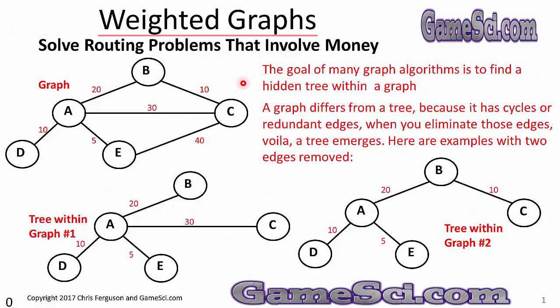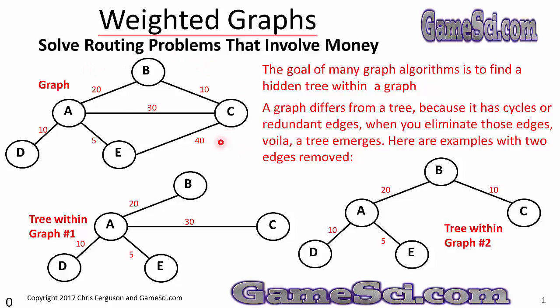The goal of many graph algorithms is to find the hidden tree within the graph. A graph differs from a tree because it has cycles or redundant edges. When you eliminate those edges, voila, a tree emerges. Here are examples with 2 edges removed.